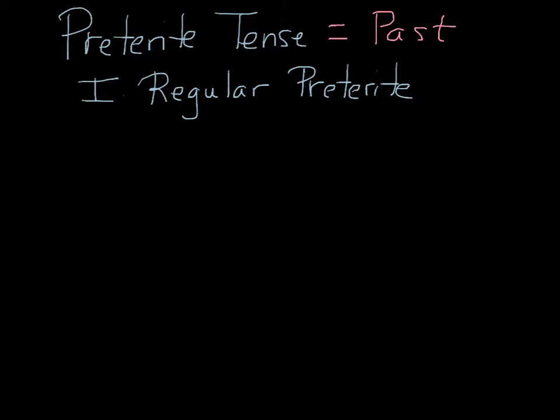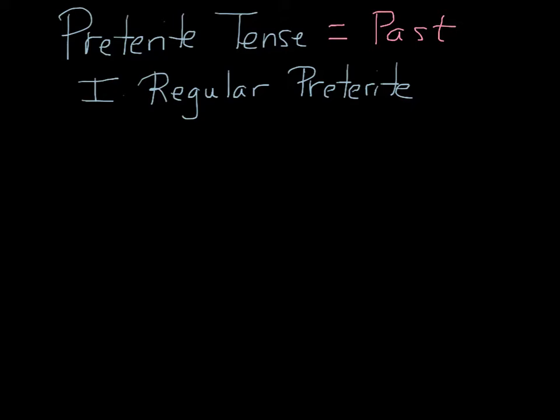Now, in Spanish, there are two different past tenses. We have the preterite tense and we have the imperfect tense, and we're going to focus on those in a later video. Today, what we're going to concentrate on is conjugating verbs in the preterite tense. And I like to break the preterite down into 5 separate groups that are a little bit easier to study.